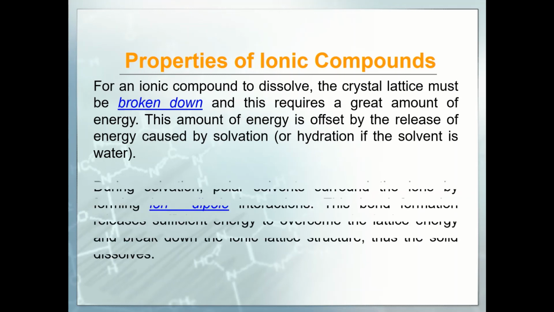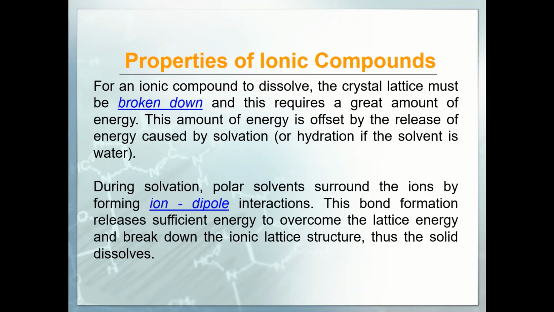What happens during solvation? Solvation happens when the solvent surrounds the ions, and how do they surround the ions? They form ion dipole interaction, and when you form such interaction, it releases energy. So when sufficient energy is released to break down the lattice, the solid will dissolve.